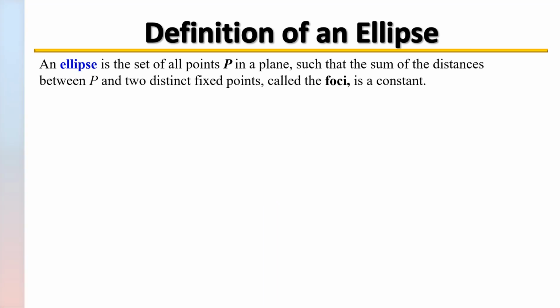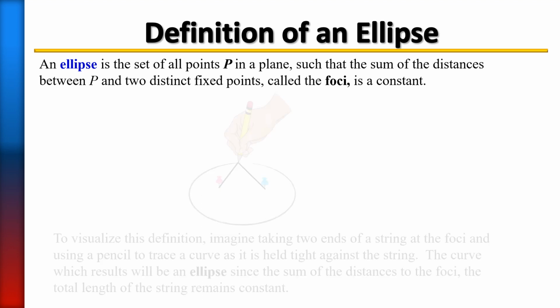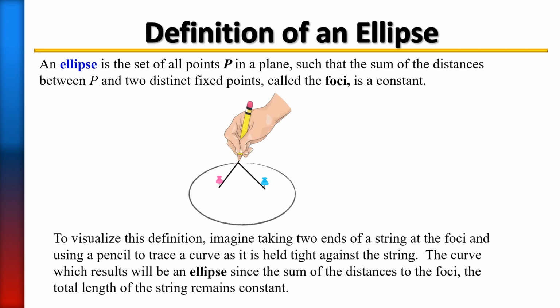An ellipse is the set of all points P in a plane such that the sum of the distances between P and two distinct fixed points, called the foci, is a constant. To visualize this definition, imagine taking two ends of a string at the foci and using a pencil to trace a curve as it is held tight against the string. The curve which results will be an ellipse, since the sum of the distances to the foci, the total length of the string, remains constant.